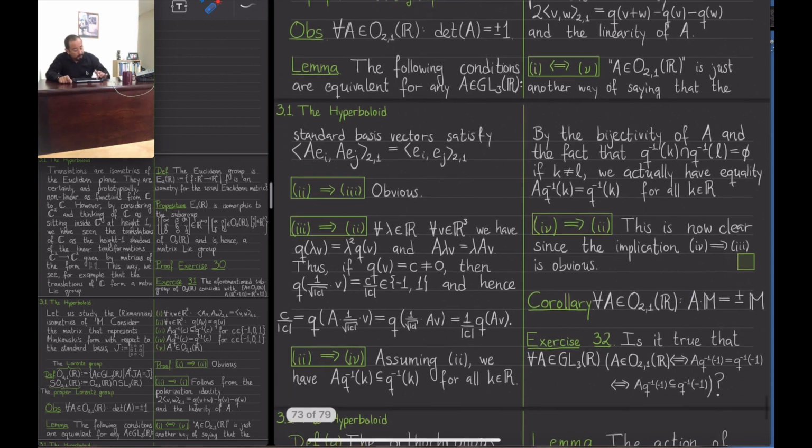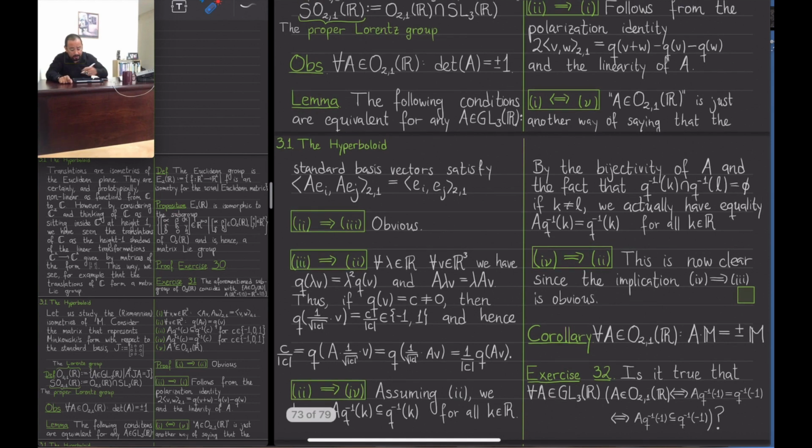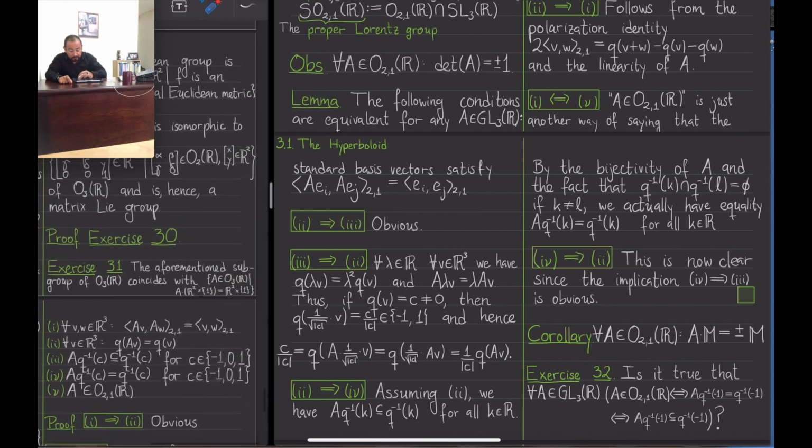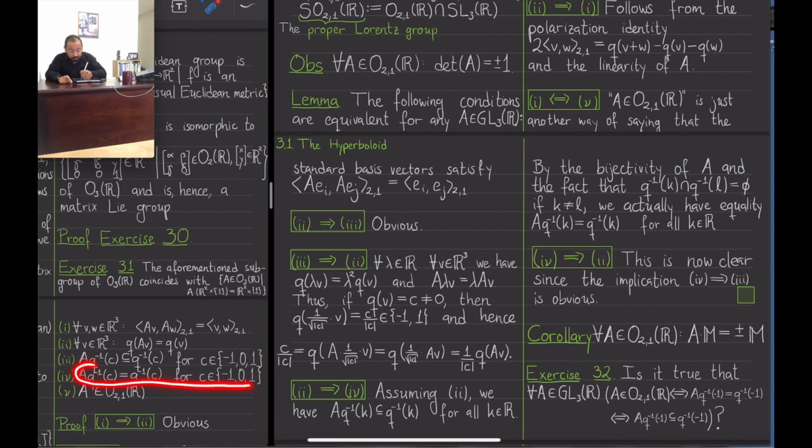Okay, so now you see in this result that we just proved, this 4 is really strong, right? I mean, it's really strong in the sense that to preserve all pre-images, which is condition 2, it suffices to check this, to check only for -1, 0, and 1.